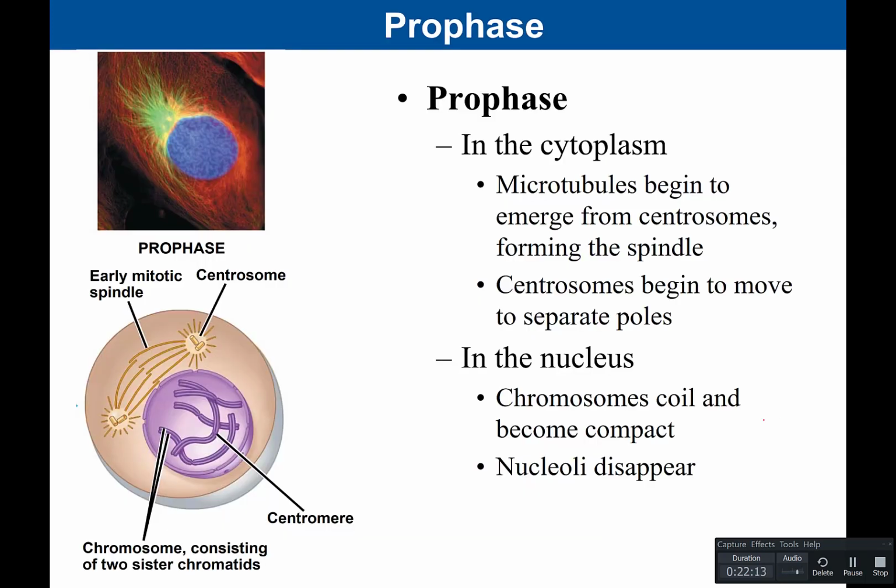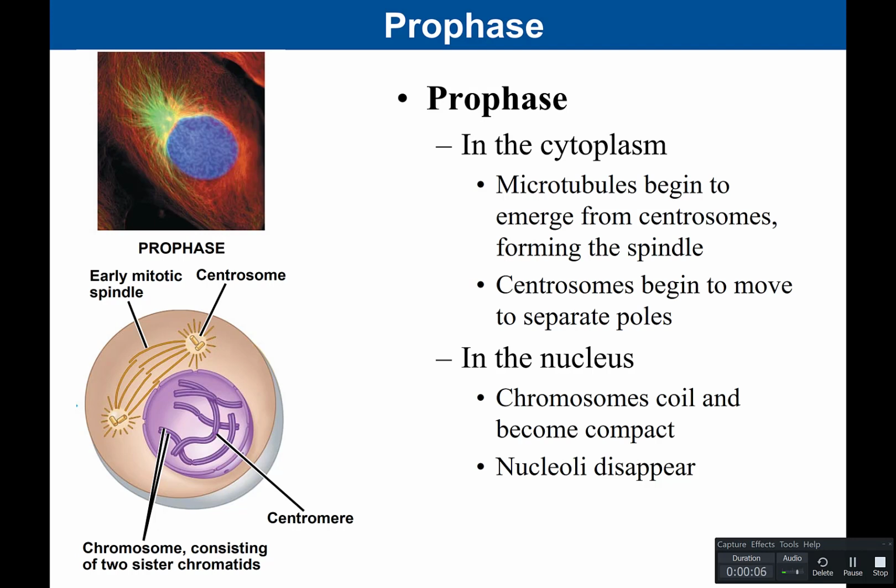Next, we come to prophase. And in prophase, in the cytoplasm, the microtubules begin to emerge from the centrosome, and the spindle begins to form. So those microtubules are going to form. The centrosomes begin to move to opposite poles of the cell, meaning they're going to start to move to opposite ends. In the nucleus, the chromosomes coil and become compact.